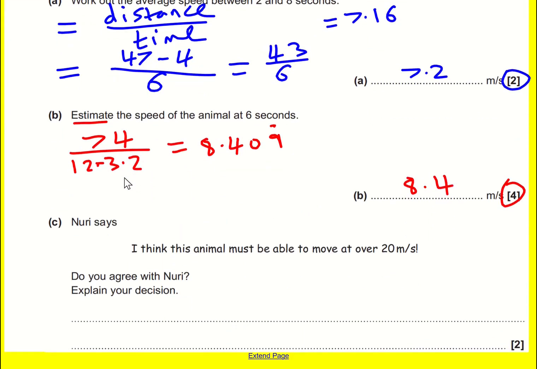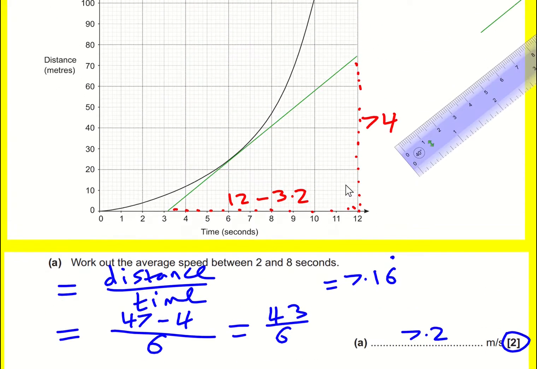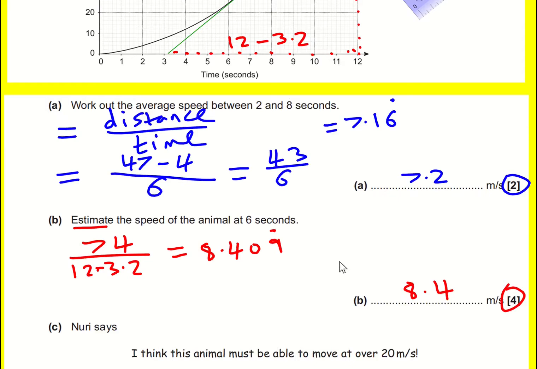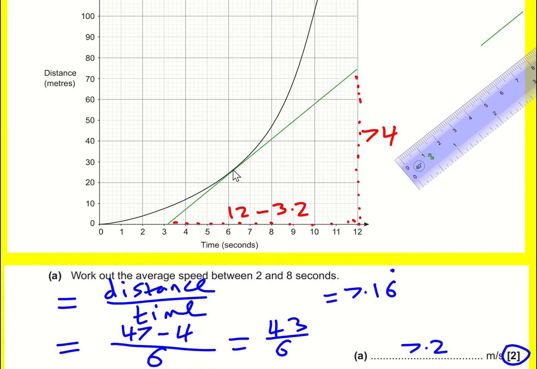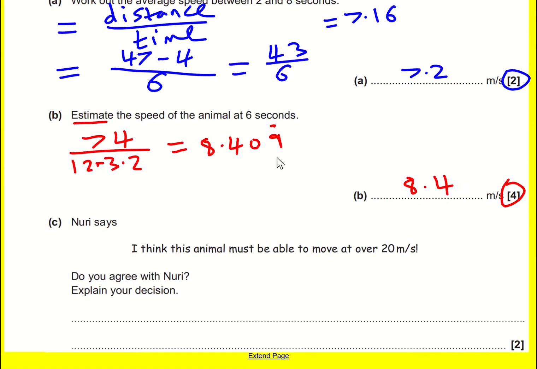Okay, Nuri says, I think this animal must be able to move at over 20 meters per second. Do you agree with them? Explain your decision. Well, we've seen that we've got up to 8.4 when it's not really that steep. So there are sections that seem at about or even more than twice as steep. So I don't think we need to do any more calculations.